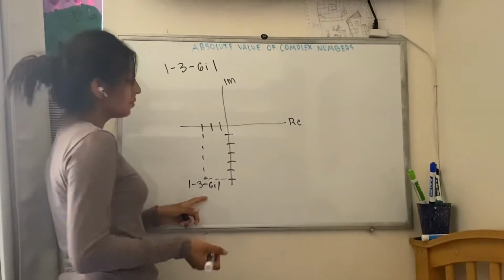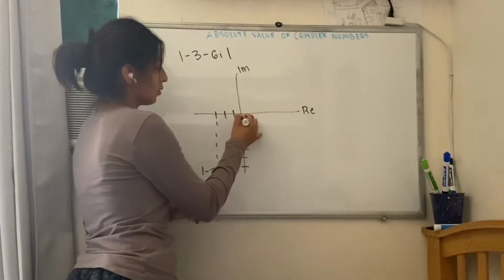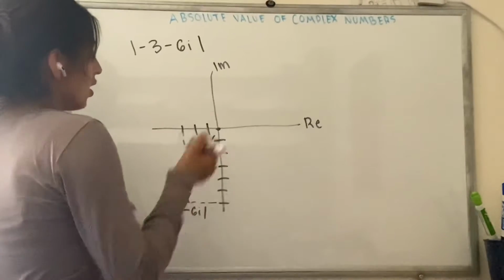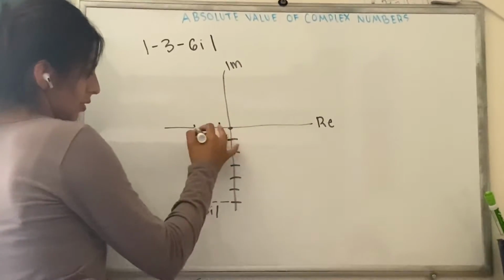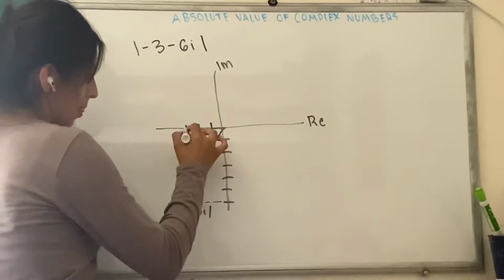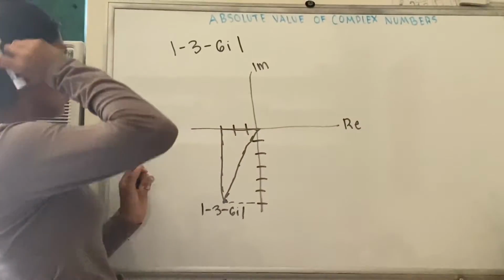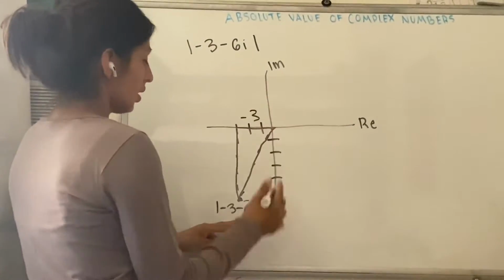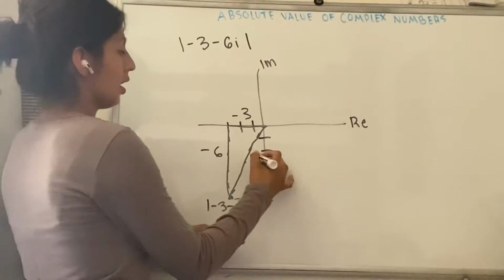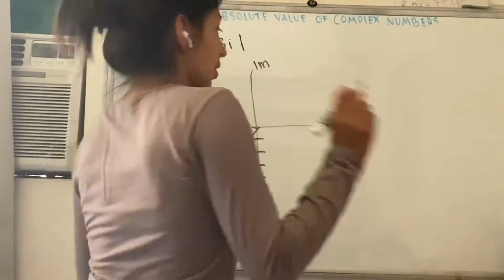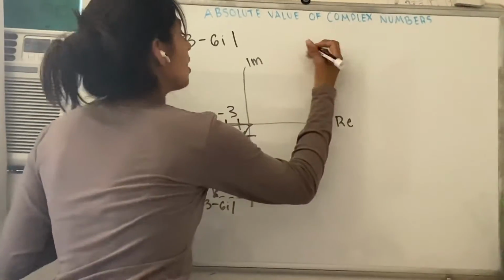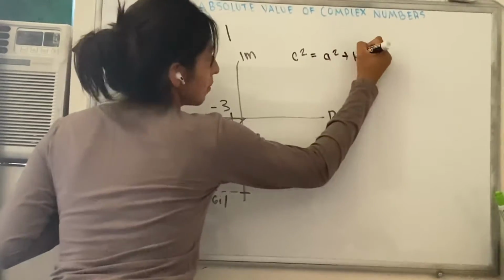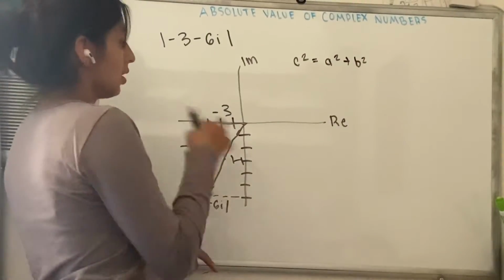So to find the absolute value, we will need to find the distance between the origin and this point right here. To do that, we could draw a right triangle. So this right here is our right triangle. And for this, we could use the Pythagorean theorem. So this one right here would be -3, and this would be our -6. So we need to find our hypotenuse. The Pythagorean theorem consists of c squared equals a squared plus b squared. Now all we have to do is plug in our values into this.